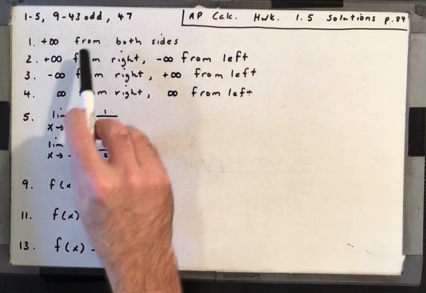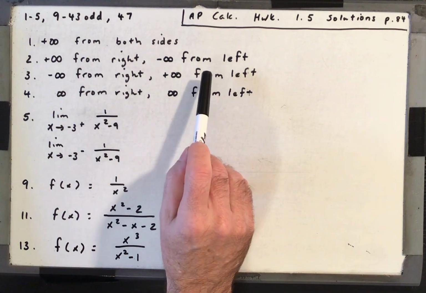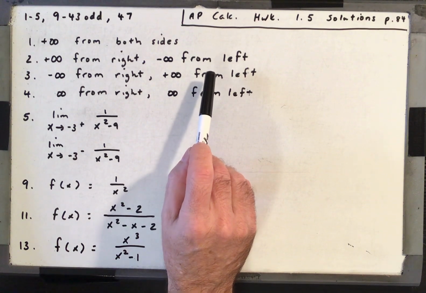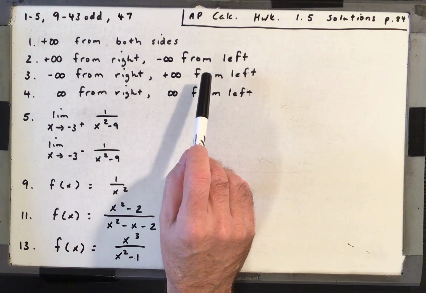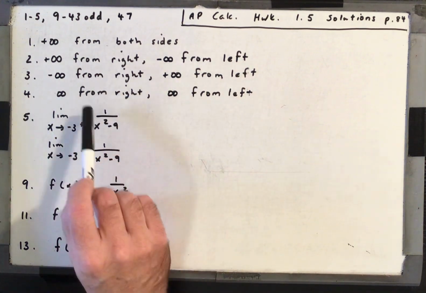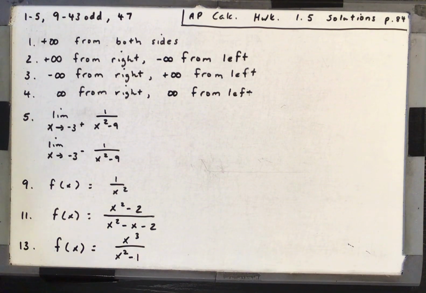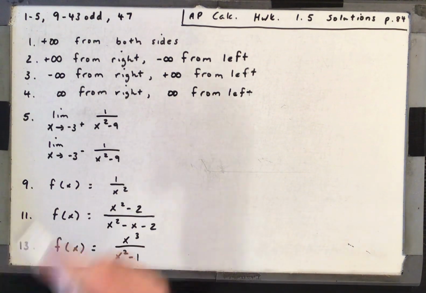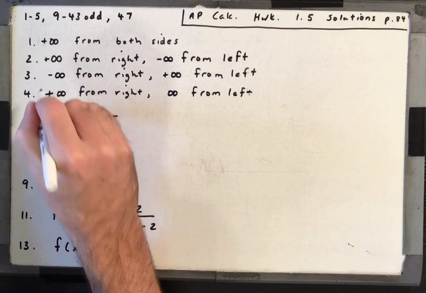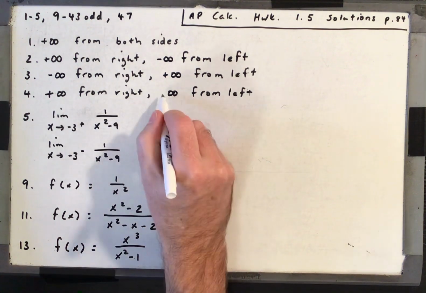So here are the answers. Positive infinity from right on number two. Yep, that's right. And then number three from the left would be positive from the right. And on number four, coming from the right, actually it is positive. I'm sorry about that. And then from the left, it's going to be negative.